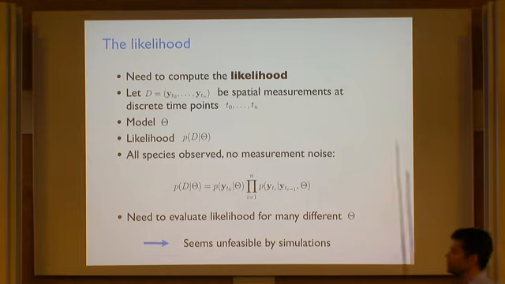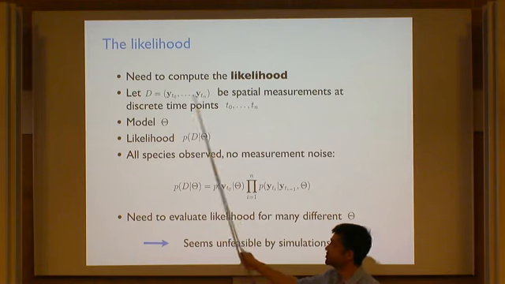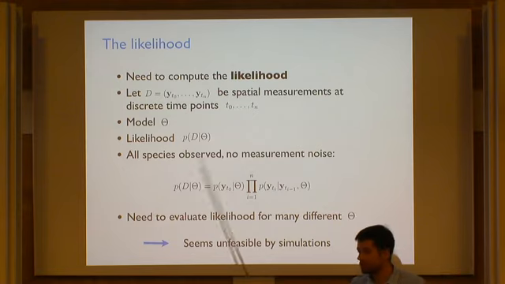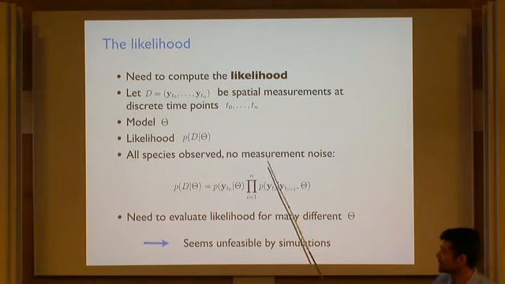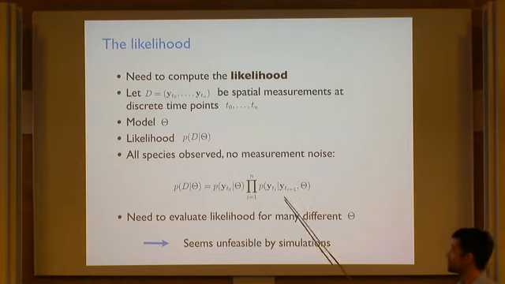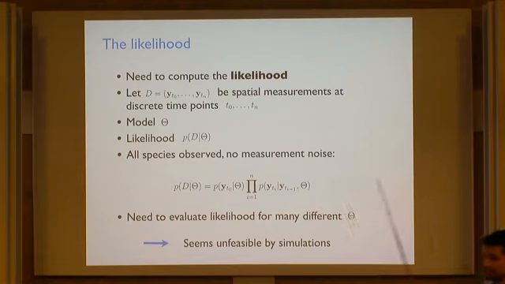So if we have no measurement noise, then this is just a joint distribution of the process at multiple time points. If we have no measurement noise and all species are observed, then we can factorize the likelihood because we have a Markovian system. So in this case, we just have to compute all the transition probabilities from one measurement point to the next.